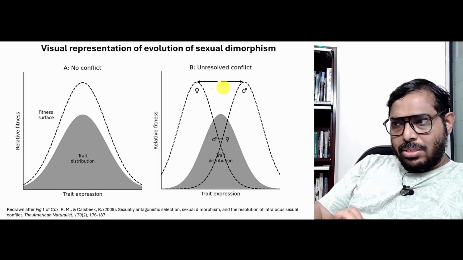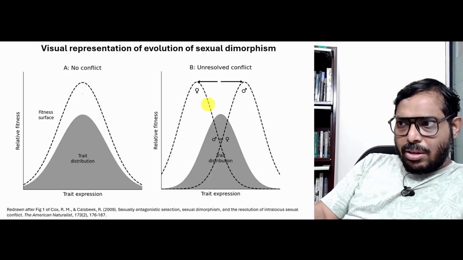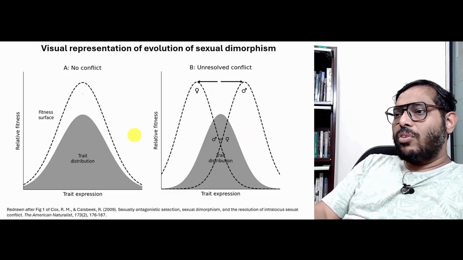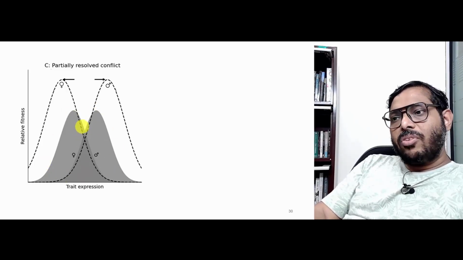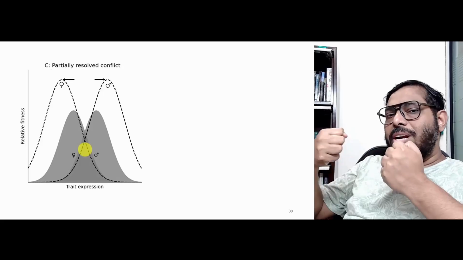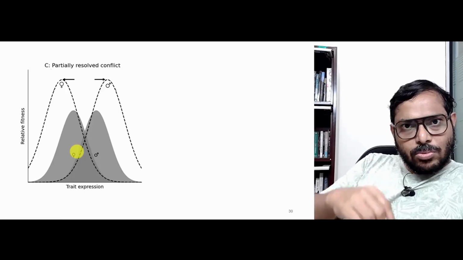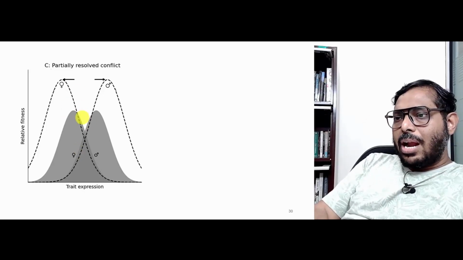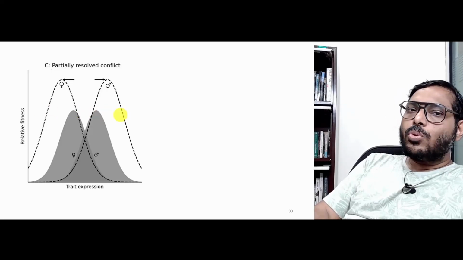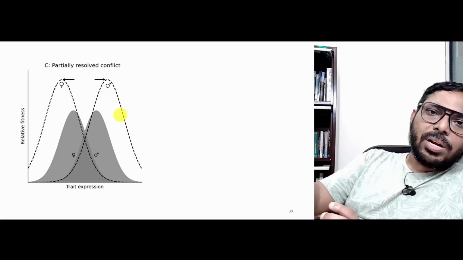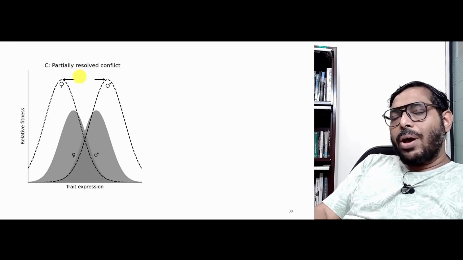Now, when this happens, typically the females will start evolving towards this fitness maxima, the males will start evolving towards this fitness maxima, such that the trait distribution between the female and the male will start separating itself out. So, you can see that here the trait distribution has started separating, it has started becoming bimodal, and the female trait maxima is going in this direction, the male trait maxima is going in this direction. This is kind of like disruptive selection, except that it is happening within the same species, and this is why it is called partially resolved conflict.